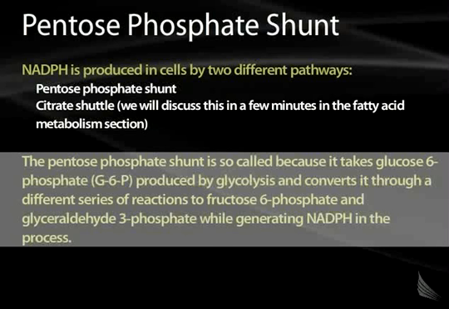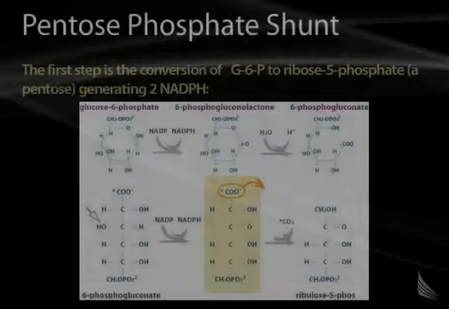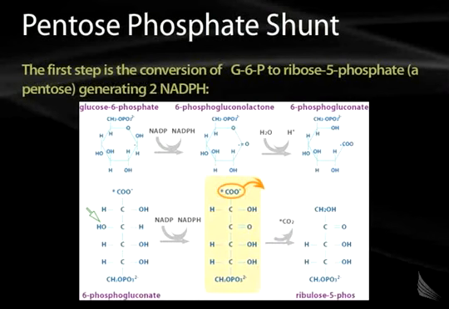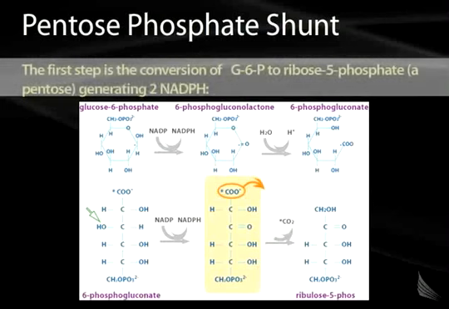So it's a shunt that goes from one part of glycolysis through an alternative pathway and ends up back in glycolysis. Now, it's called the pentose phosphate shunt because an intermediate in this is the 5-carbon sugar pentose. Now, there are multiple steps in this process, but again, I only want you to understand the rate-limiting and regulated step, which is the first step in the conversion of glucose 6-phosphate to ribose 5-phosphate, which is a pentose. Now, this is a multi-step reaction as illustrated below, and in the process, it generates 2 molecules of NADPH.